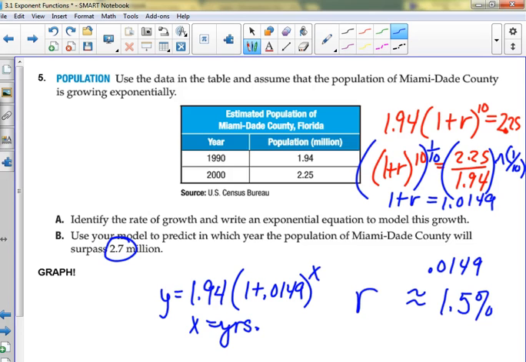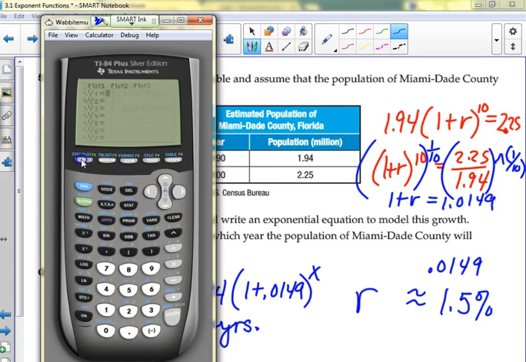So in your graphing calculator, what do we put in? 1.94 times 1.0149 to the power of x. And we want to know when that hits what? 2.7. Now, we need to think about what's happening here for a scale. X is what? Years. Is it going to hit in 10 years? Don't we already know the population in 10 years is 2.25? So it's got to go out.